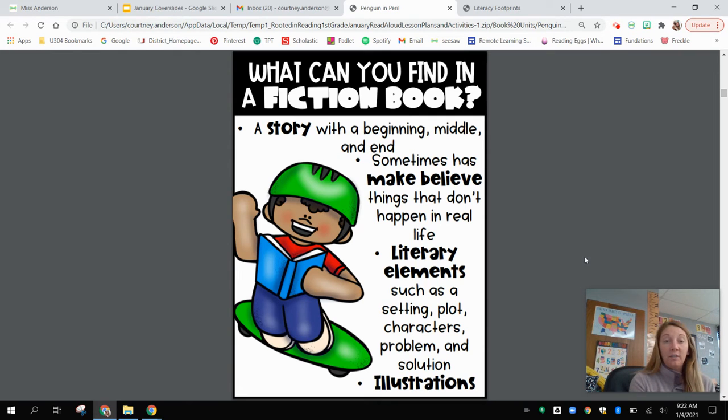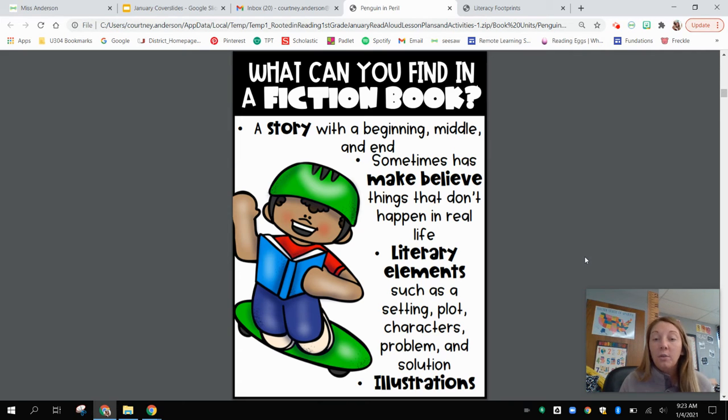So, a beginning, middle, and end. At the beginning of the story, like in Cinderella, some of us have heard of that story, there's a young girl that is stuck at home and she has to clean for her sisters and she is just really unhappy. And then in the middle of the story, she goes to a ball and meets a prince. And at the end of the story, she marries the prince and lives happily ever after. That's an example of a beginning, middle, and end. Now, in a nonfiction book, you don't have that. You just have facts and that's it. But in a fiction book, there's the beginning, the middle, and the end of the story.